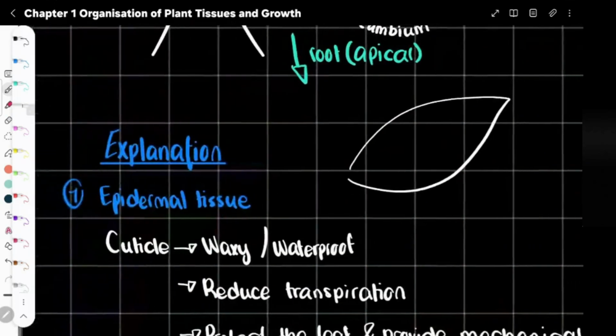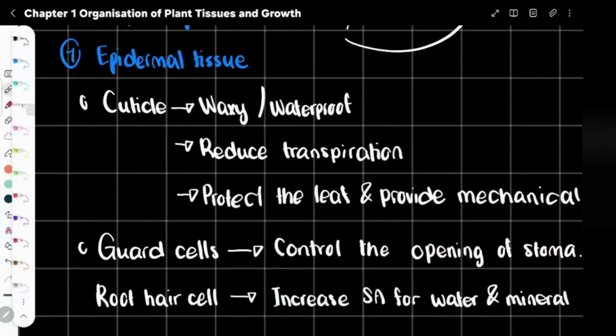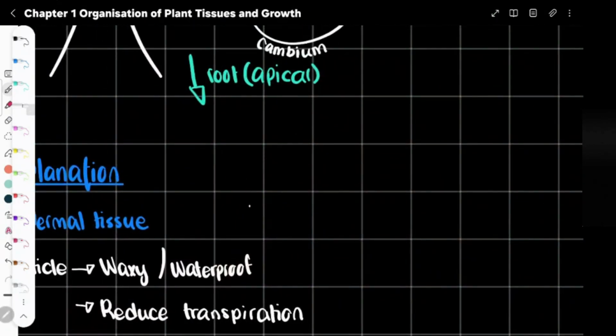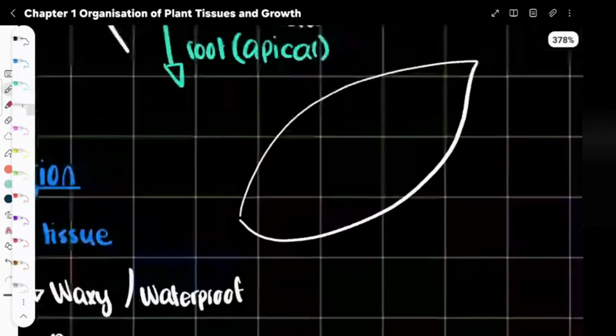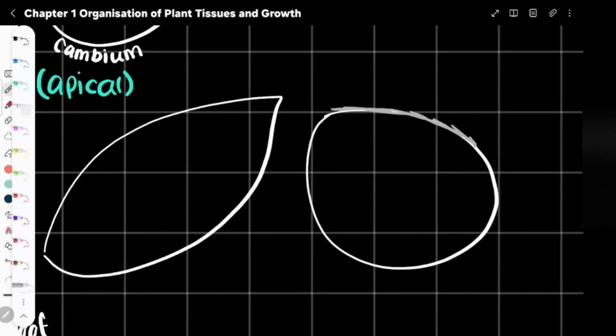For the top layer of the plant, there are a few things that you have to know first: the cuticle, the guard cell, and also the root hair cell. All of these are actually specialized cells. What do I mean by that? Later on, you're going to learn how the top layer has a lot of different cells living on it. For example, the cuticle. What is a cuticle? In the diagram, the cuticle will be the outer layer, and this layer is very waxy.